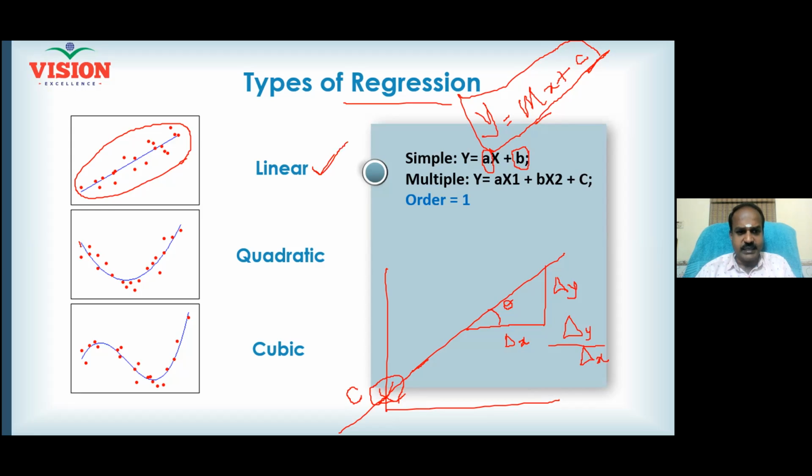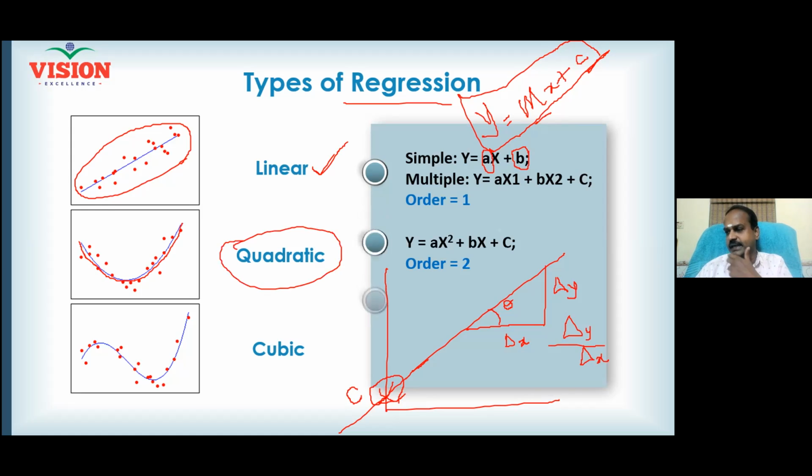Suppose my scatter diagram reveals a kind of parabolic relationship, I understand the relationship is quadratic. What is quadratic? A second degree equation. Y equal to ax squared plus bx plus c. You see x square coming in your equation. Why does the x square come? Because the curve is not a straight line now. It is like a curve. It's a curved line. It is a parabola.